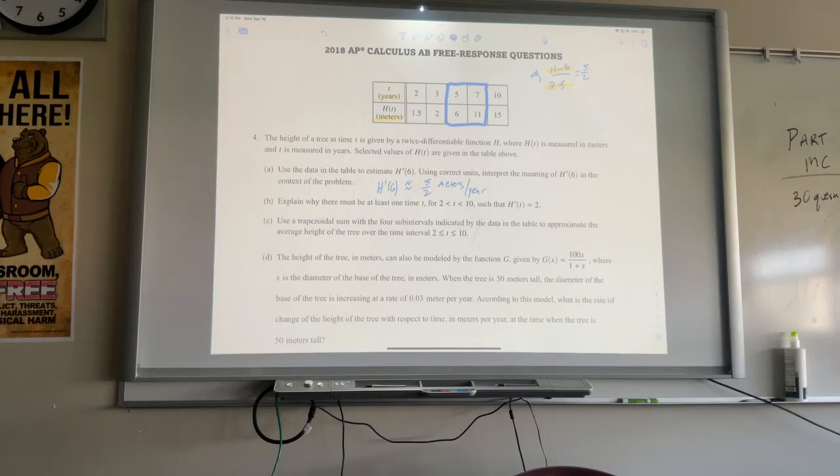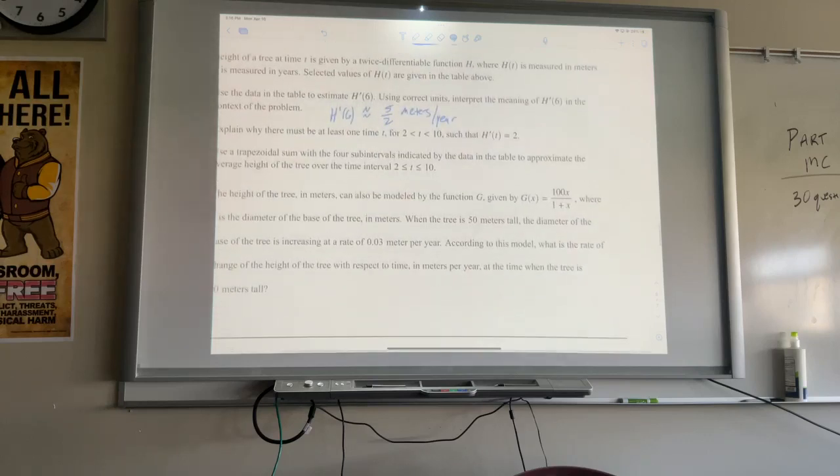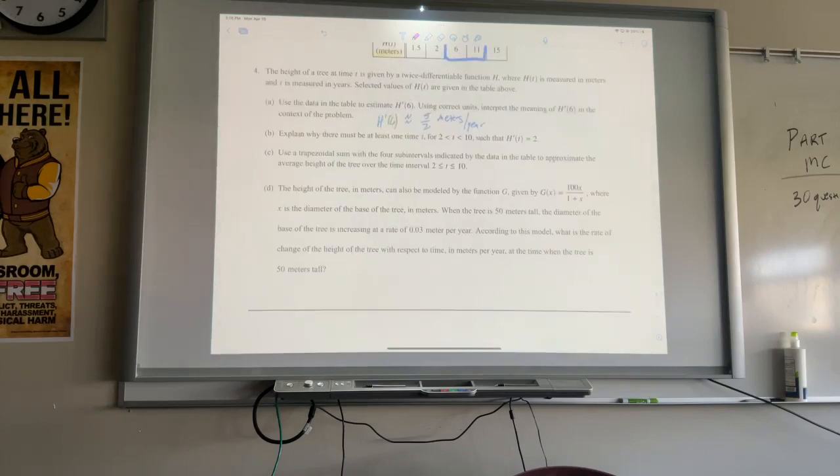Now, you guys, in addition to putting units, we have to say what that means. So, what does this mean? Guys, what does the 6 mean? What does the 6 mean in here? H prime of 6. Yeah, at age 6 or time 6 years, whatever.